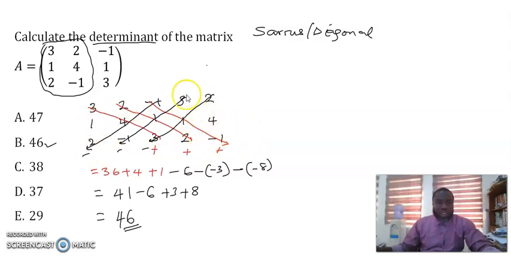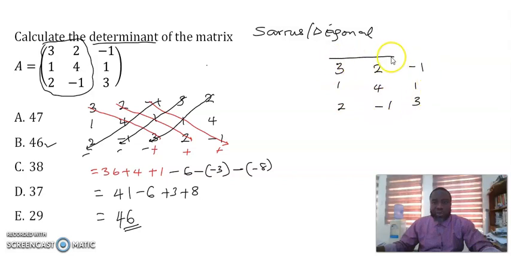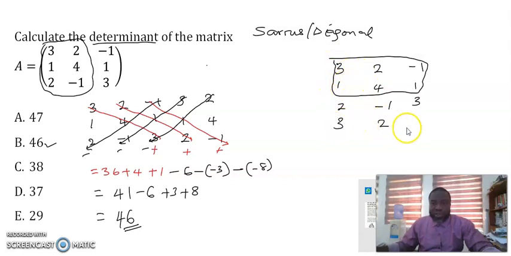Another way we can do this diagonal is to rewrite it in this way. We have 3, 1, 2. We have 2, 4, minus 1. And we have minus 1, 1, and 3. So instead of repeating the first two columns, you can decide to repeat the first two rows. That is, we repeat the first two rows. So that's going to be 3, 2, minus 1, then 1, 4, and 1.